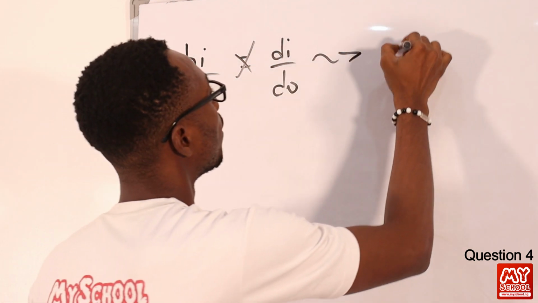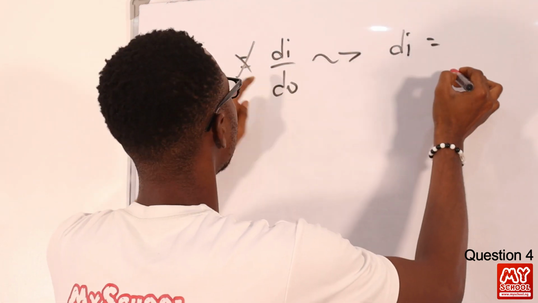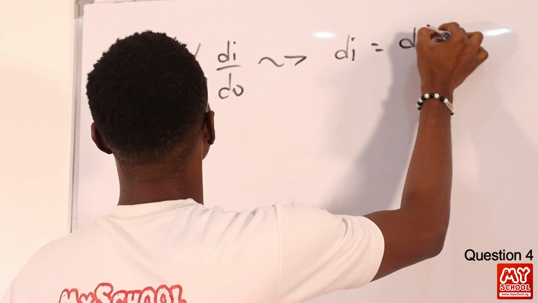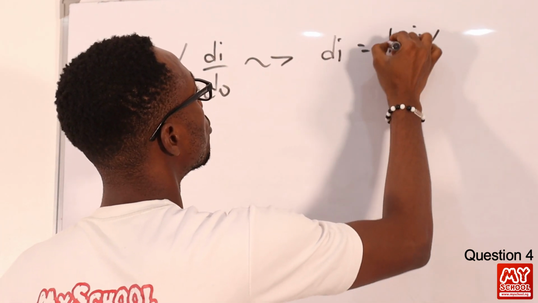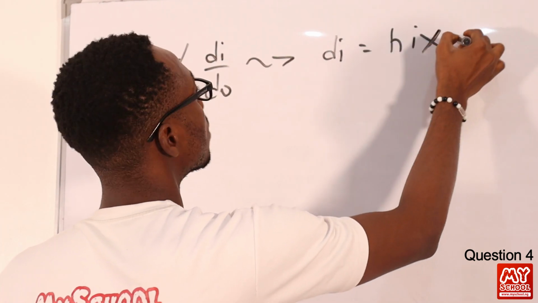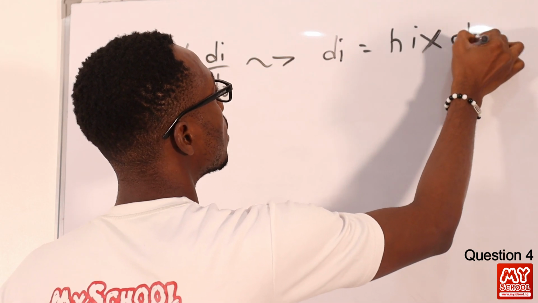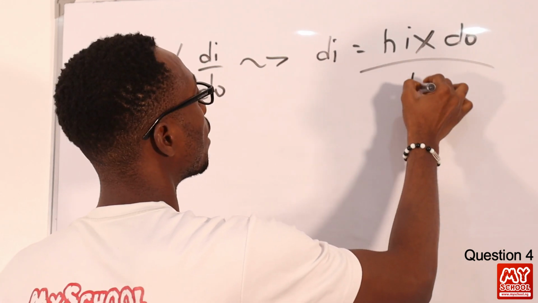So we just have this equals this, and this come together. Sorry, we have my image height multiplied by my object distance, then over this.